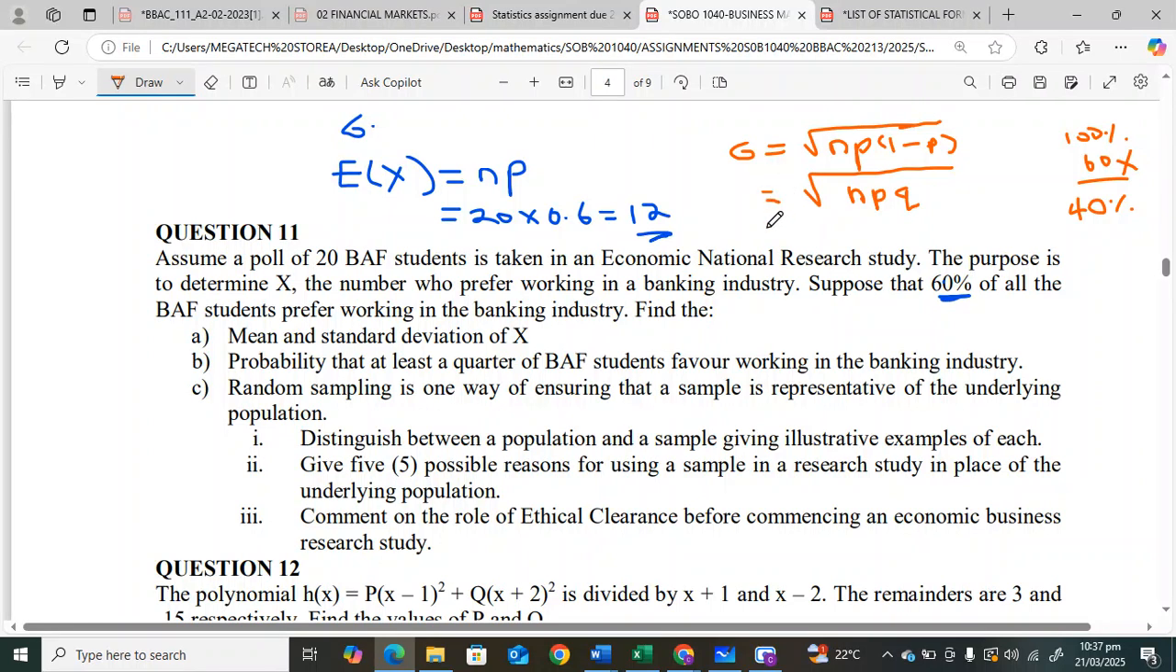So we substitute our values. n is 20, p is 0.6, q is 0.4. So let's multiply 20 times 0.6 times 0.4. What do we get?